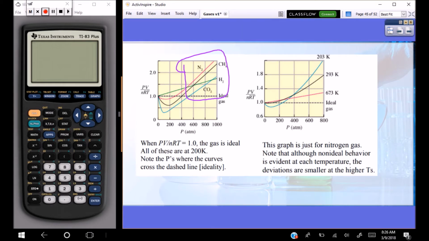The graph on the right is just for nitrogen gas. It's very clear that we have non-ideal behavior at each temperature, but the ones that are at higher temperatures have a smaller deviation. So again, high temp and low pressure is the best scenario for getting us close to the ideal gas law.